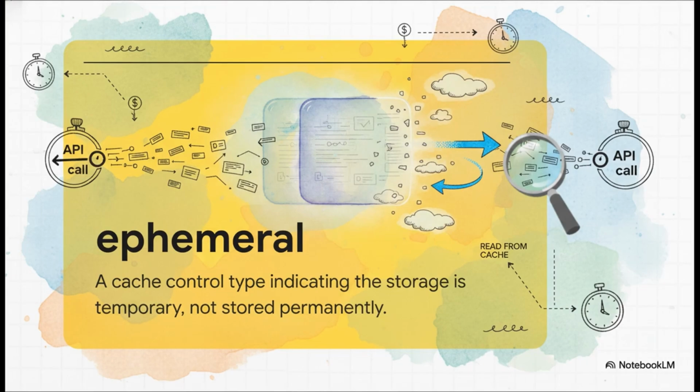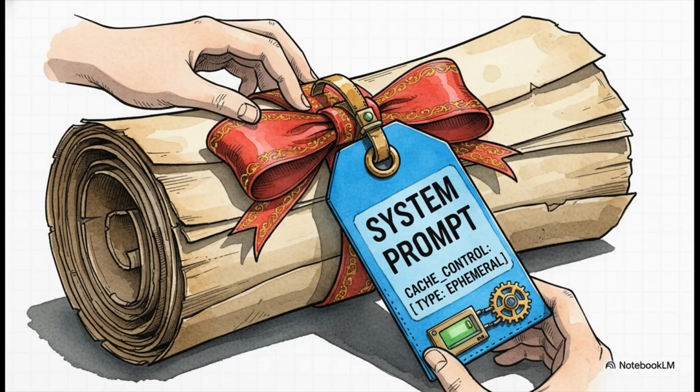Specifically, you set the type to ephemeral. Now, just a heads up, that's actually the only valid option available right now. It just means store this temporarily, not permanently. So on that very first call, it writes the block to the cache. Then, for every call after that, as long as the prefix is identical, it skips the heavy lifting and just reads straight from the cache instead. So what does this actually look like when you're writing the code? It's unbelievably simple. It's literally just one extra field. All you do is wrap your system prompt in a list, and then you pop in that cache control object with the type set to ephemeral. And yep, that's the whole shebang.